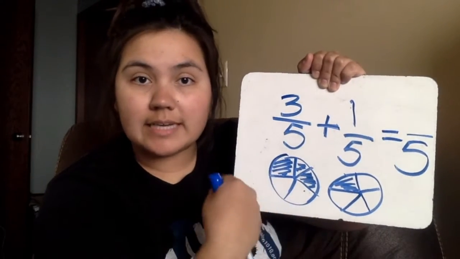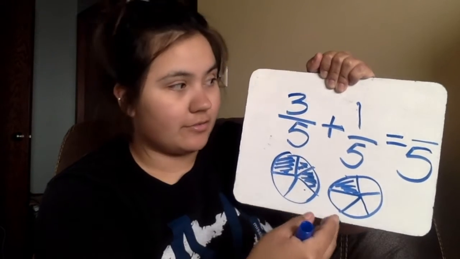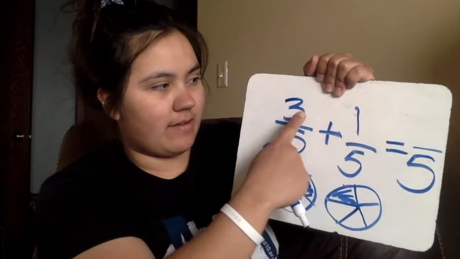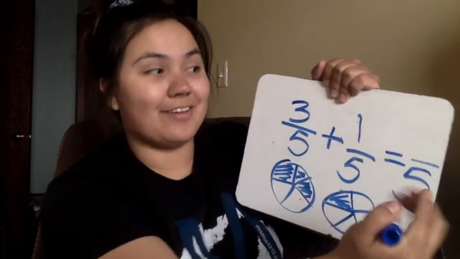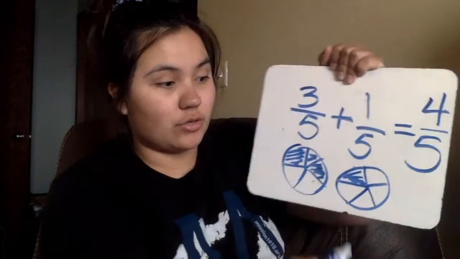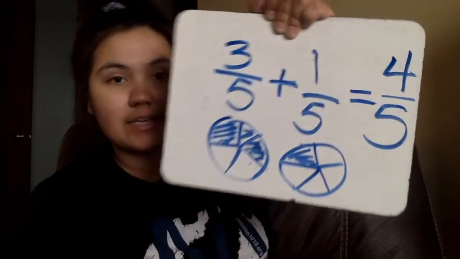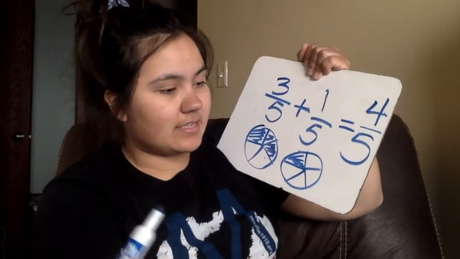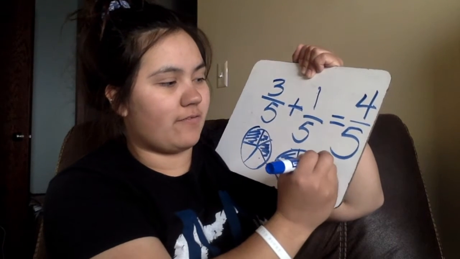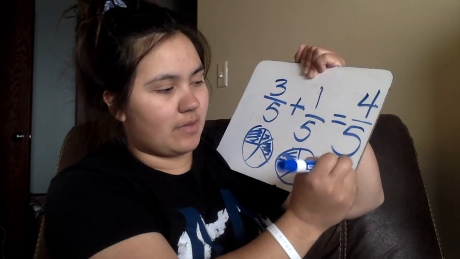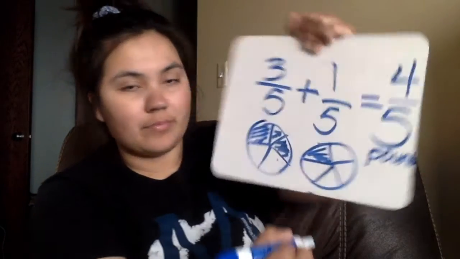Okay, since all of our pieces are in fifths, then we're just counting how many of those pieces do we have? Well, let's look at the numerator. We have 3 of those pieces and 1 of those pieces. 3 and 1 make 4. So our total for example 1 is 4/5. And to have an answer, they wanted to know what the weight in pounds was. So we would say 4/5 of a pound, or you could just say pound.